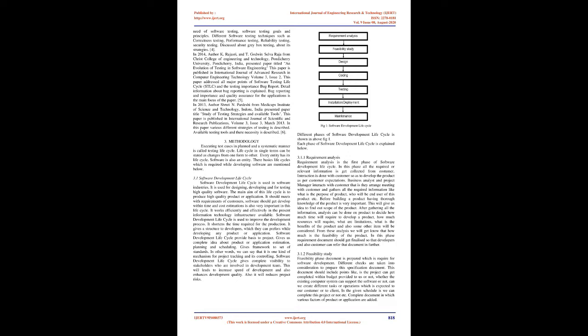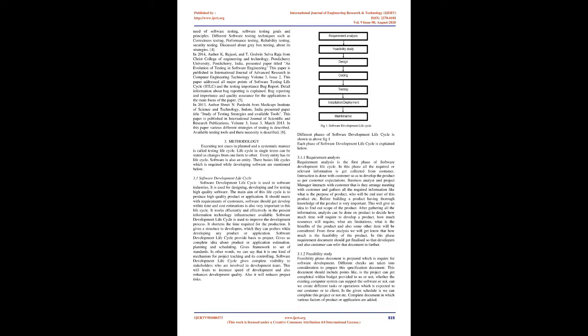3. In 2016, author Rajendra Kumar presented a paper titled Software Testing Technique and Strategies. This paper is published in International Journal of Engineering Applied Sciences and Technology, 2016, Volume 2, Issue 2. This paper on software testing describes in detail about software testing, the need of software testing, goals and principles. Different software testing techniques such as correctness testing, performance testing, reliability testing, and security testing are covered. It also discusses gray box testing and its strategies.